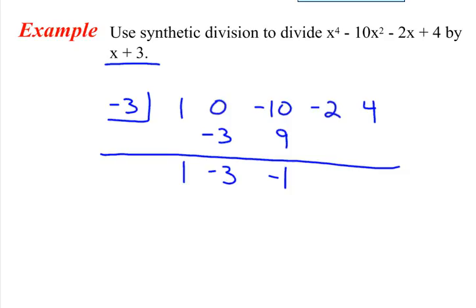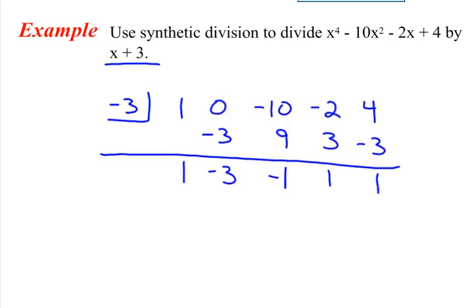Now we multiply. Negative 3 times negative 1 is positive 3. Now we add. Negative 2 plus 3 is positive 1. Now we multiply. Negative 3 times 1 is negative 3. And now we add. 4 plus negative 3 is 1.